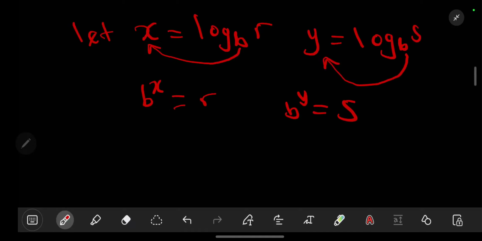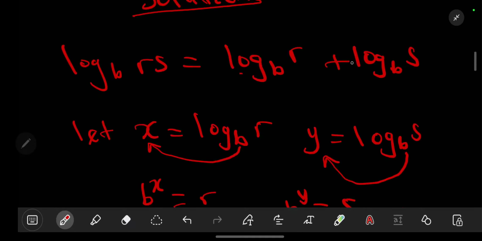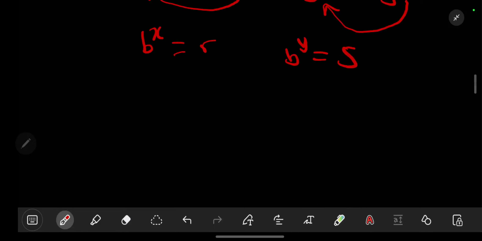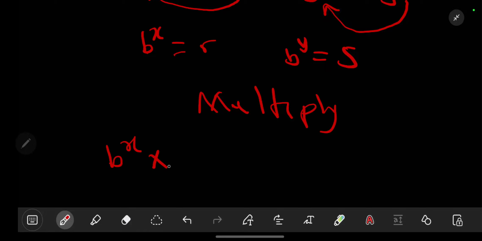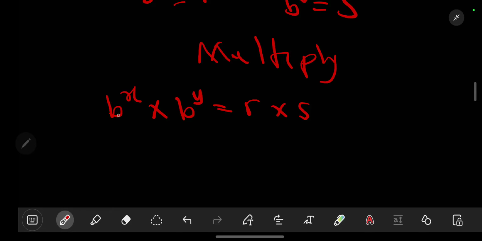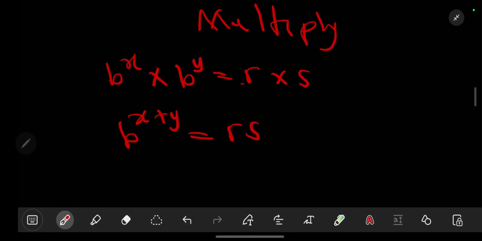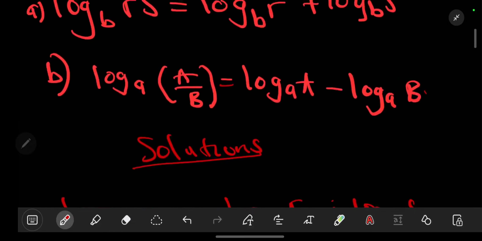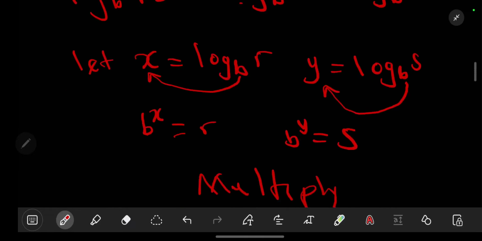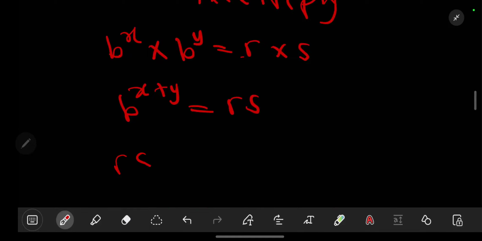From here, since we are adding this, we multiply. So when we multiply this, we are going to have b times b to the power y should be equal to r times s, which is going to give us, we keep one base and add the powers, should be equal to r times s, it is rs, like that. So this is what we have done. Now remember, this expression is beginning with the rs here, so this can be written as rs is equal to b to the power x plus y, like that.